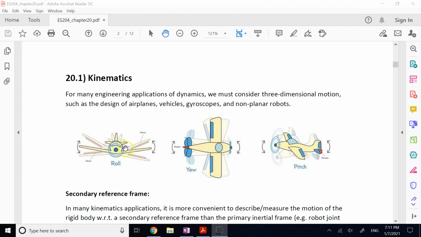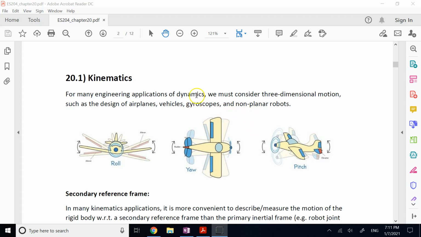So if you rotate about the longitudinal axis of the airplane, we call it roll. If you turn about the axis that is perpendicular to the plane formed by the wings and the fuselage, you call it yaw. And if you rotate about the axis of the wings, we call it pitch. Right? So it has 3 angles, and we have to consider the motion of an airplane to be 3D.